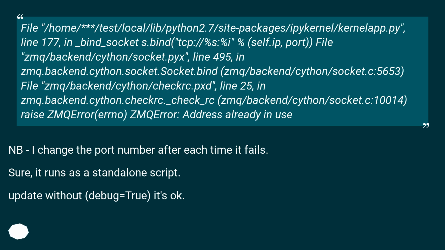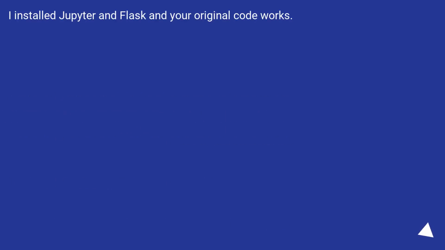Note, I change the port number each time it fails. Sure, it runs as a standalone script. Update: without debug=True, it's okay. I installed Jupyter and Flask and your original code works.